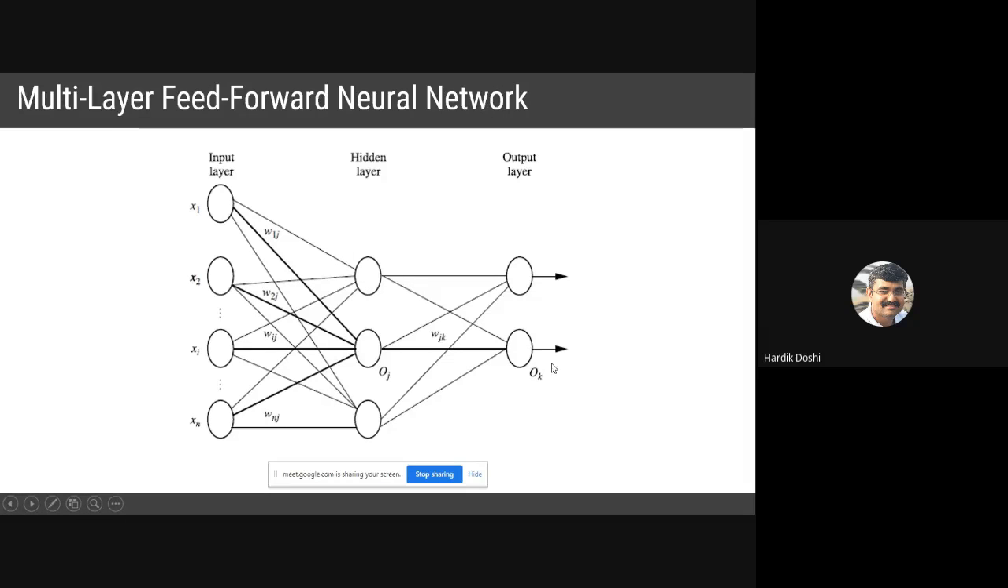Sir, is it necessary that both outputs should be connected with the hidden layer? No, it is nowhere necessary to connect all. This is a general structure which I am showing. Now just check it out.